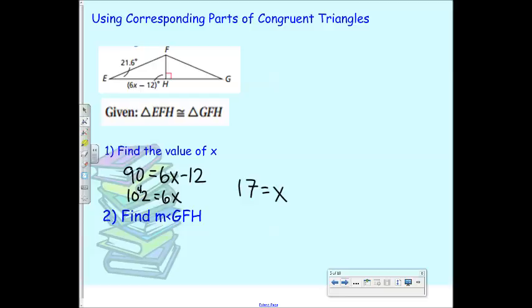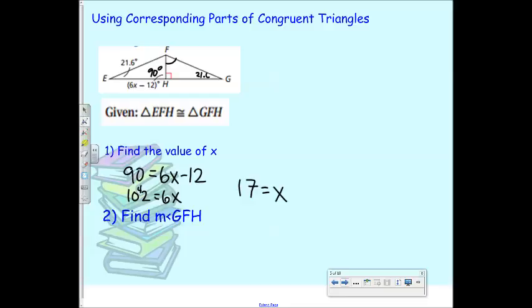X equals 17. And I know that this is 90, and I know this is 21.6. So how could I find the measurement of GFH? GFH is right here. You put 90 and then 21.6 on FGH. So this one is 21.6, and this one is 90.